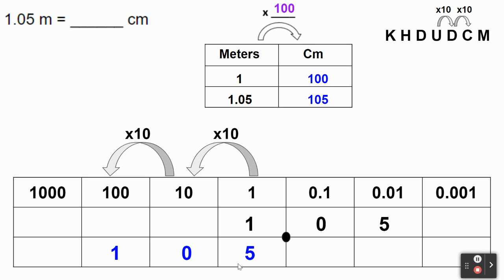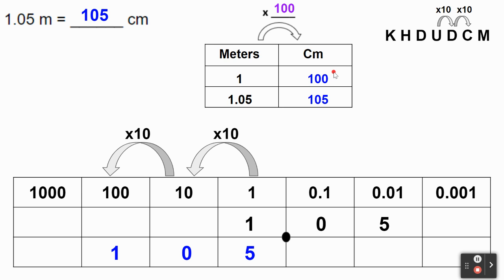So in 1 and 500ths meters, there are 105 centimeters. And that makes sense since 1 and 500ths is just a little bit bigger than 1 meter, and 105 centimeters is just a little bit bigger than 100 centimeters.